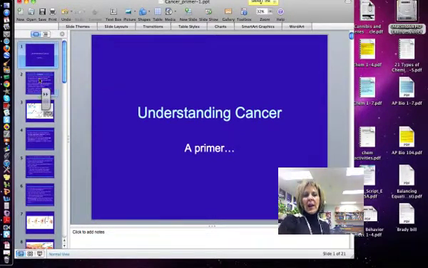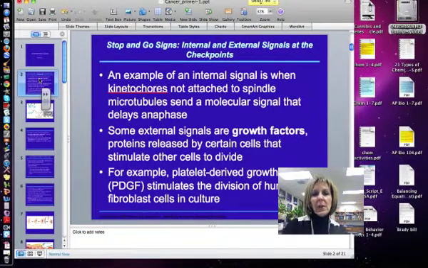By now you should have a good understanding about mitosis and understand that the cell cycle and what's going on with mitosis has a lot to do with cancer. There are stop and go signs that have an impact on how the cell goes through the cell cycle, and those are both internal and external signals that the cell gets. An example of an internal signal would be when the kinetochores do not attach to the spindle microtubules.